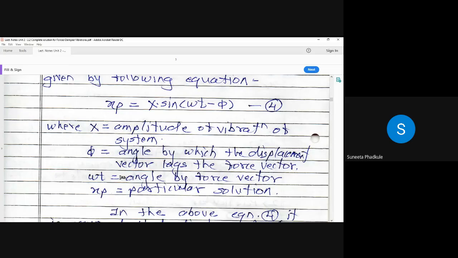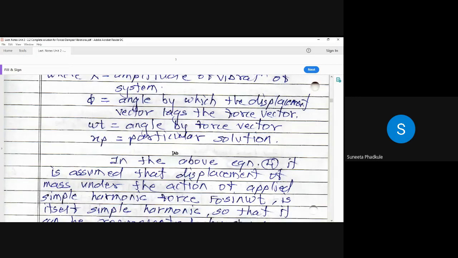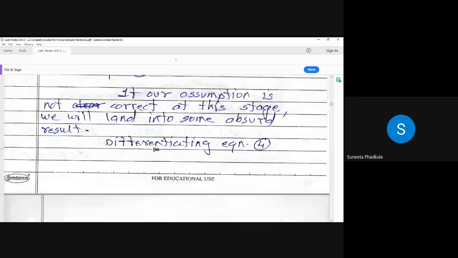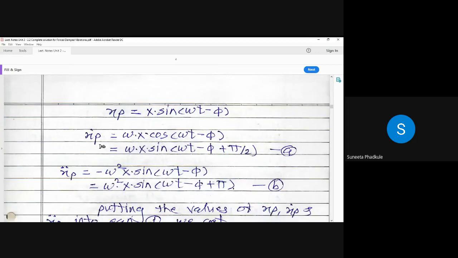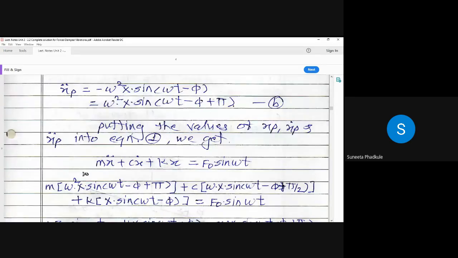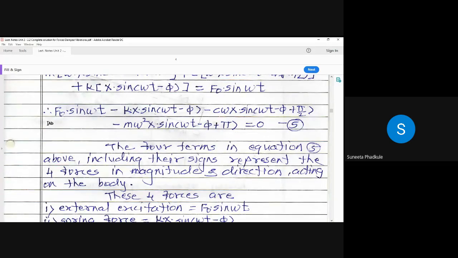So here X is the amplitude of vibration, phi is the angle by which the displacement vector lags the force vector, omega t is the angle made by the force vector, and xp is the particular solution. Then what we did, we differentiated xp, we got x dot p, x double dot p, and we put these values into the equation of motion of forced vibration, that is m x double dot plus c x dot plus k x is equal to F0 sine omega t. By putting these values, we got D'Alembert's principle, that is, summation of forces is equal to 0.